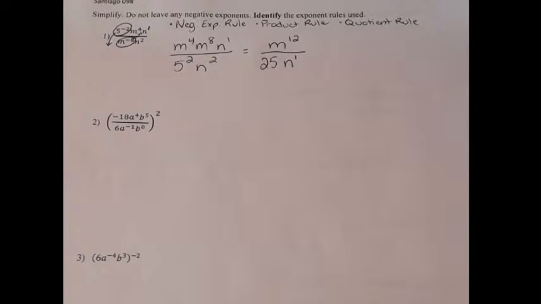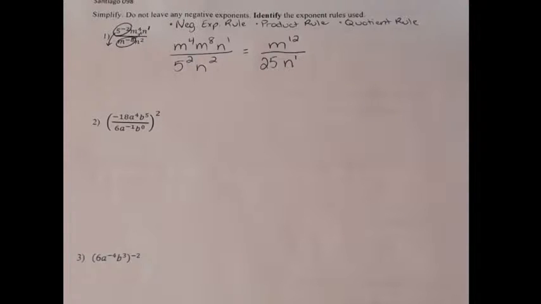I notice I used the negative exponent rule, the product rule, and the quotient rule in order to come to my final answer, which is m to the 12th over 25n to the first.